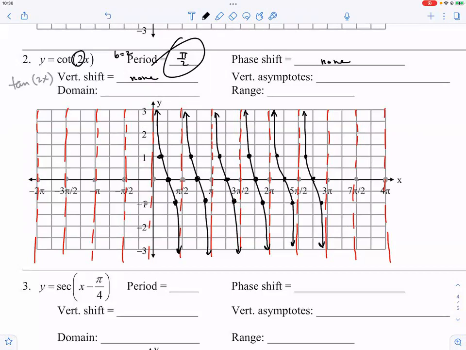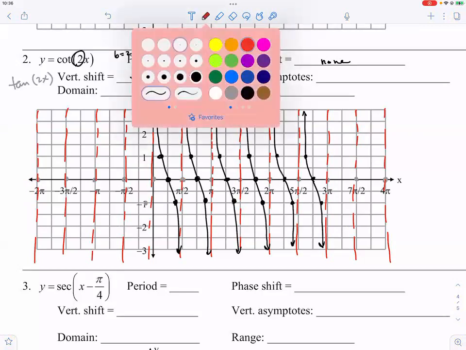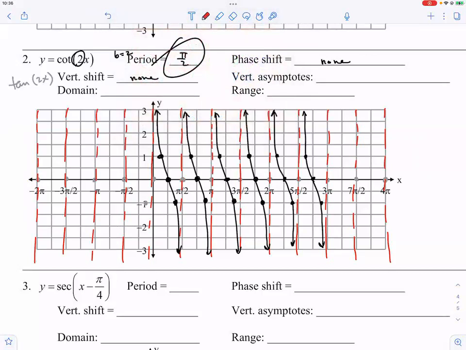Right now, what's the domain? Well, where are the vertical asymptotes? We have so many. So we say x is equal to... well, our first asymptote is at x equal to 0, which is very nice. But then how often do these vertical asymptotes repeat themselves? Every pi over 2, right?